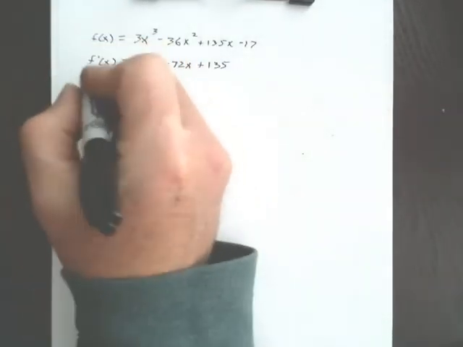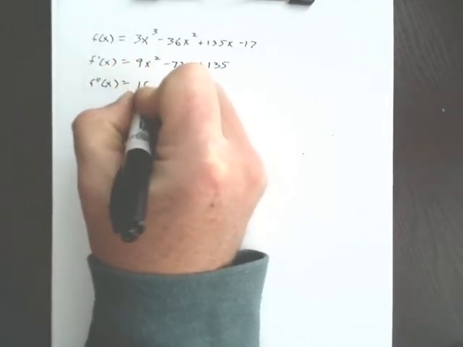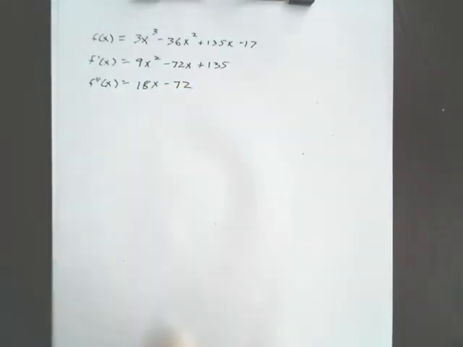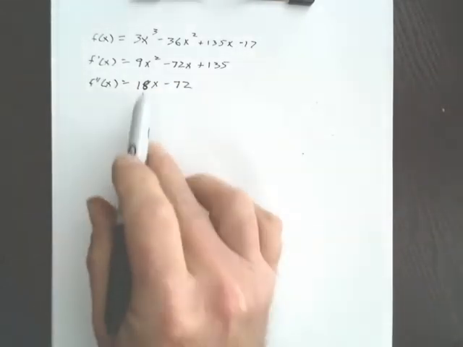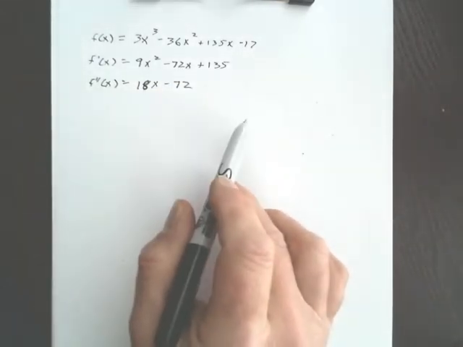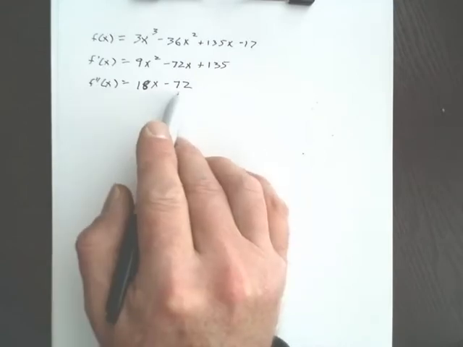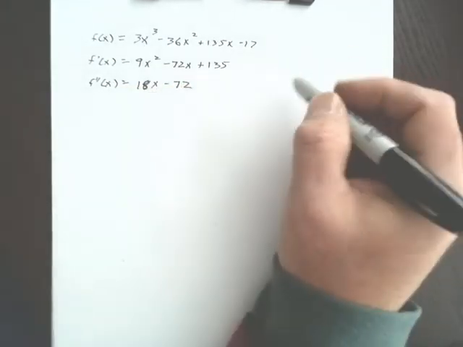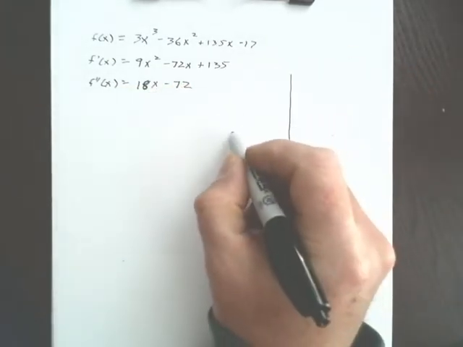Then we're going to find the second derivative, which is f double prime of x, which equals 18x minus 72. Again, this concavity changes as a function of x, meaning that we are going to have an inflection point. Let's go ahead and set up our graph.